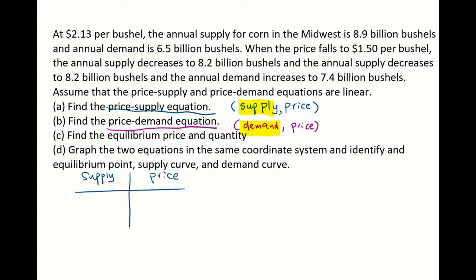First, let's work on the price-supply equation. We'll use X for supply and P for price. From the problem, we can tell when we have the price of $2.13, the corresponding supply is 8.9 billion. And when the price is $1.5, the supply is 8.2.